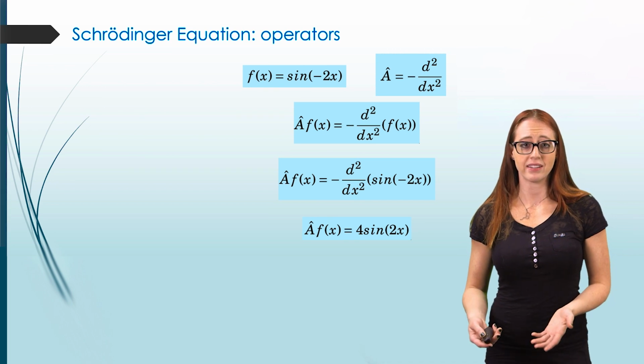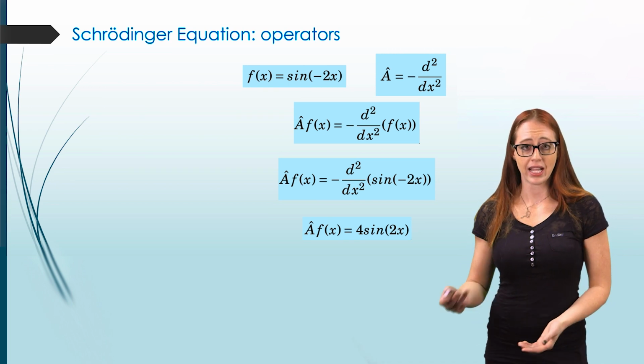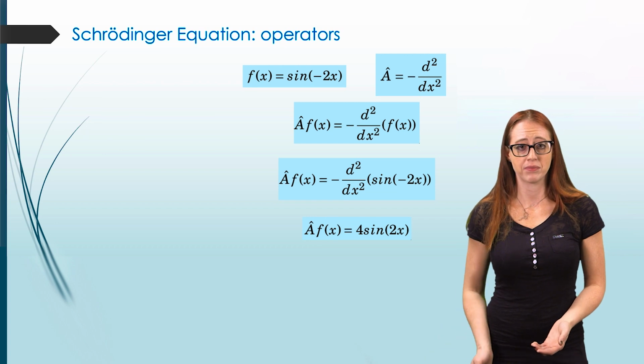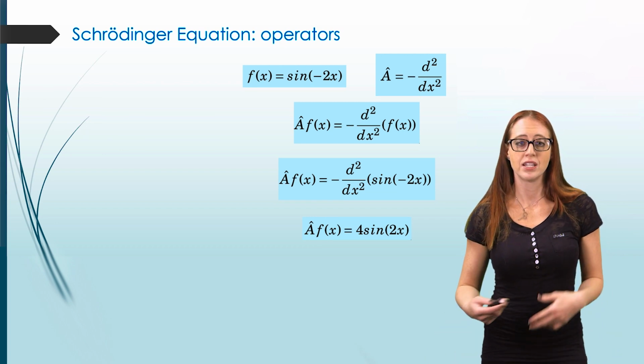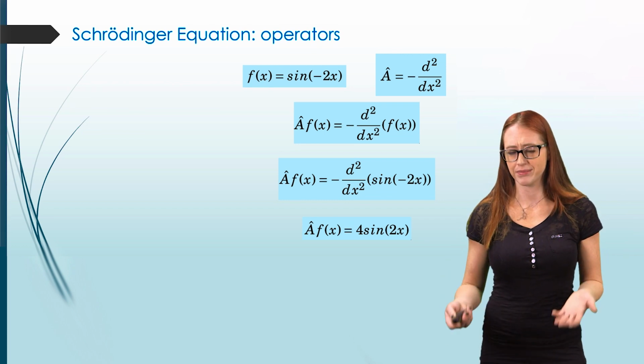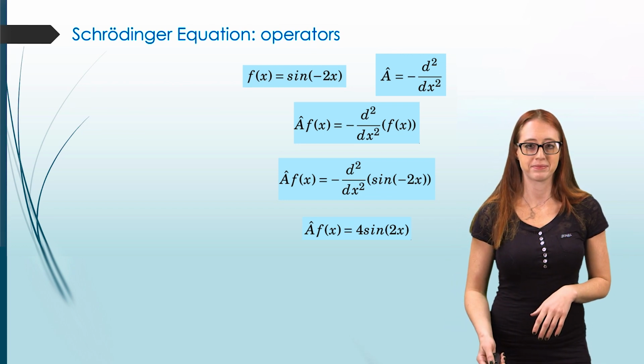So here you can see that you get back a number times the original equation that you started with. You started with that sine 2x, and you get it back. So this is how the Schrodinger equation works in an overly simplistic way.